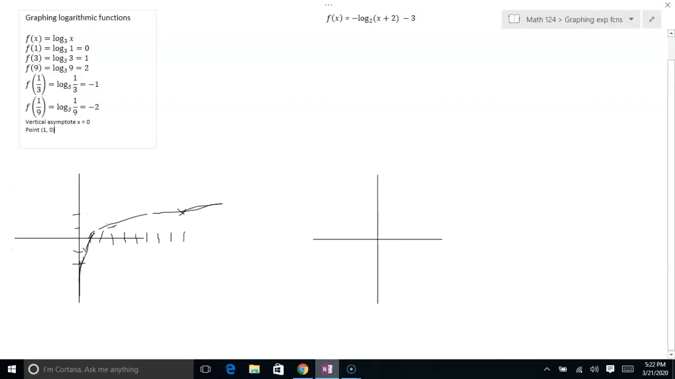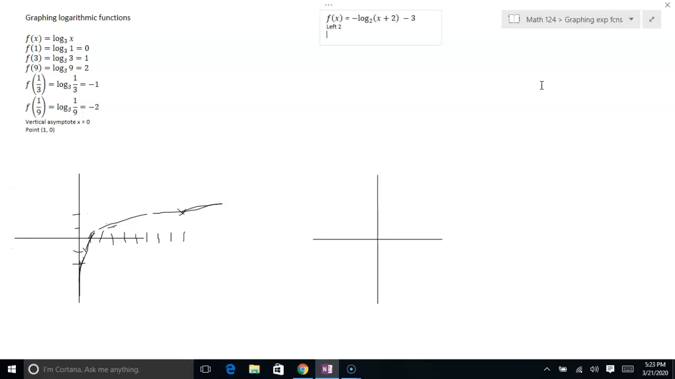So let's try the next one that has variations on that theme. I see, first off, there's a +2 inside the parentheses with the x, which is going to cause the whole graph to move 2 to the left. Those changes that we talked about in the past, shifting, stretching, and reflecting, are the same idea no matter what the graph is. So +2 inside with the x is going to make the whole thing move 2 to the left.